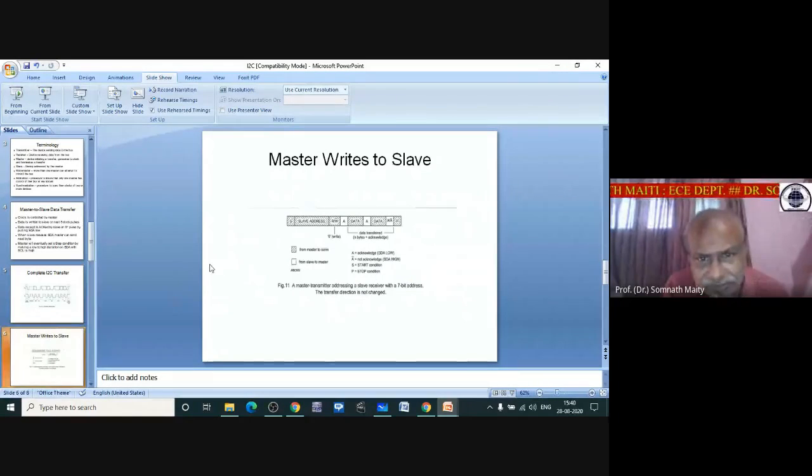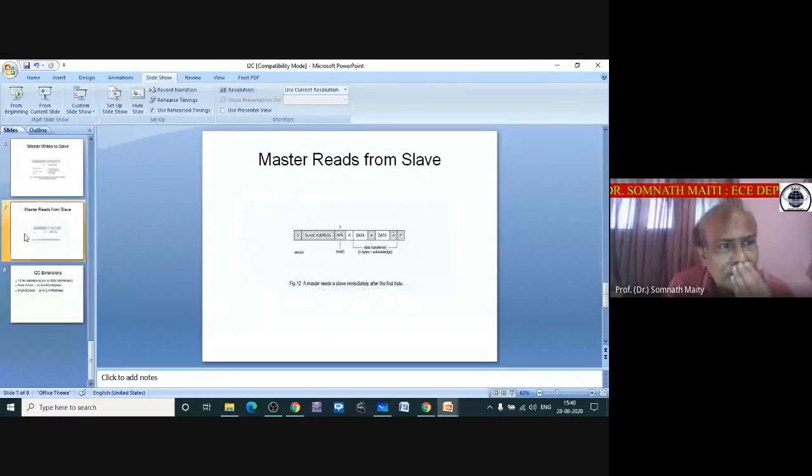Master writes to slave. That means start, slave address, read/write, acknowledgement, data. This is 8-bit data, 16-bit data is written. Master writes to slave, so this is over. Master reads from slave: the slave address, read, this will be a read operation. In the earlier case it was a write operation. Read means it is reading data, so receiving data means reading data. So data is transferred.